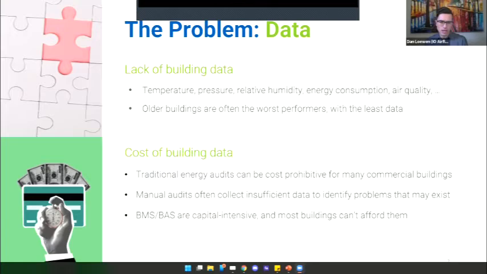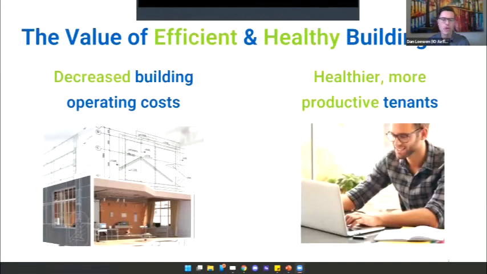Manual audits can often collect insufficient data to identify specific problems that may exist. Walking around with handheld sensors is a lot more challenging and produces a lot less data than an automated solution with IoT or Internet of Things type hardware. BMS and BA systems are great, but they're capital intensive and many buildings just can't afford them and won't see the return on investment. We'll just quickly go through the value of efficient and healthy buildings.